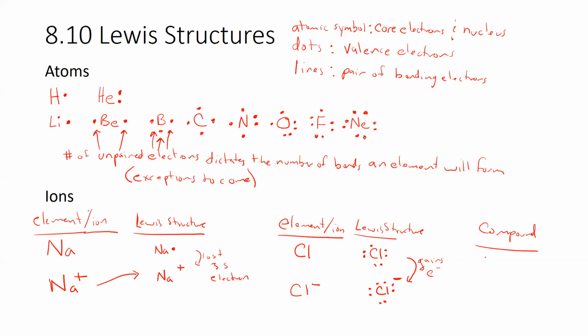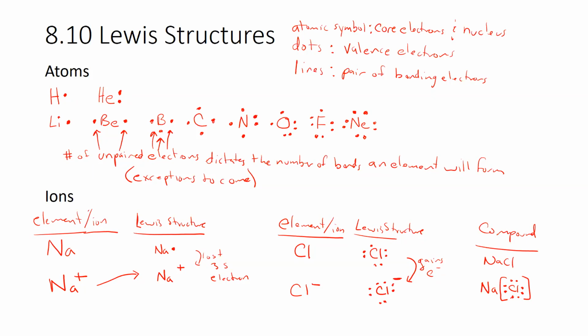So if you're looking at the compound sodium chloride from a Lewis structure standpoint, we've got sodium, and you can put the chloride in brackets there, just to show that the electrons are all on that chloride ion. And that's how you depict atoms versus ions when you're doing Lewis structures.